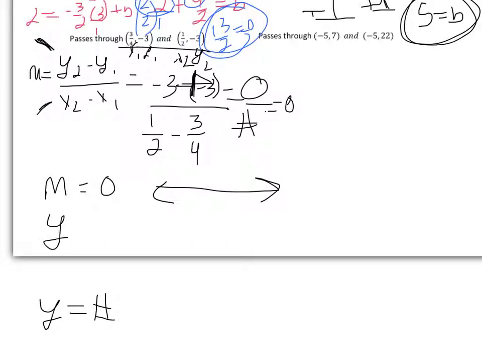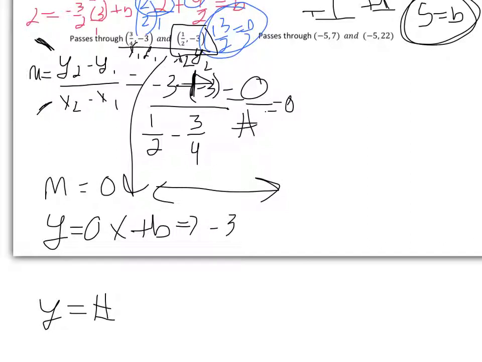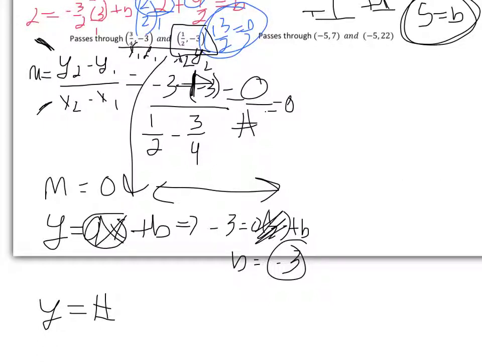Notice we can have y equals 0x plus b. So plugging this point in right here, we have negative 3 equals 0 times 1/2 plus b. This goes away, so we get b equals -3. So our b is -3. 0 times x is just 0, so the equation of that line is y equals -3, and that's the equation of a horizontal line, and we can tell because it goes through the same y values.